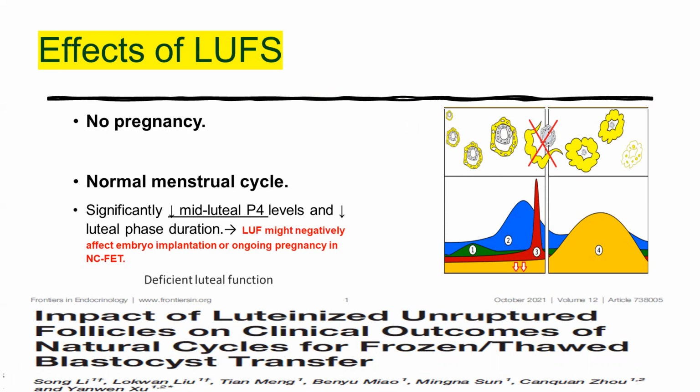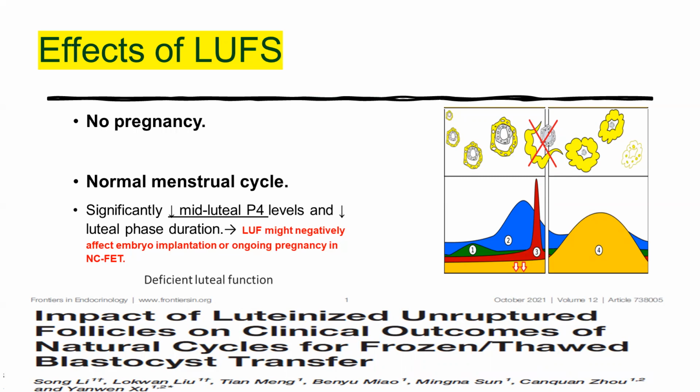And what are the effects of the LUFS? It leads to no pregnancy, no follicle rupture, no pregnancy. This is the first effect. But the menstrual cycle is not disturbed. The patient will have normal menses because she has already had luteinization. But we have to know that the mid-luteal progesterone level is significantly decreased in those cases, with decreased luteal phase duration in up to 2/3 of those cases.